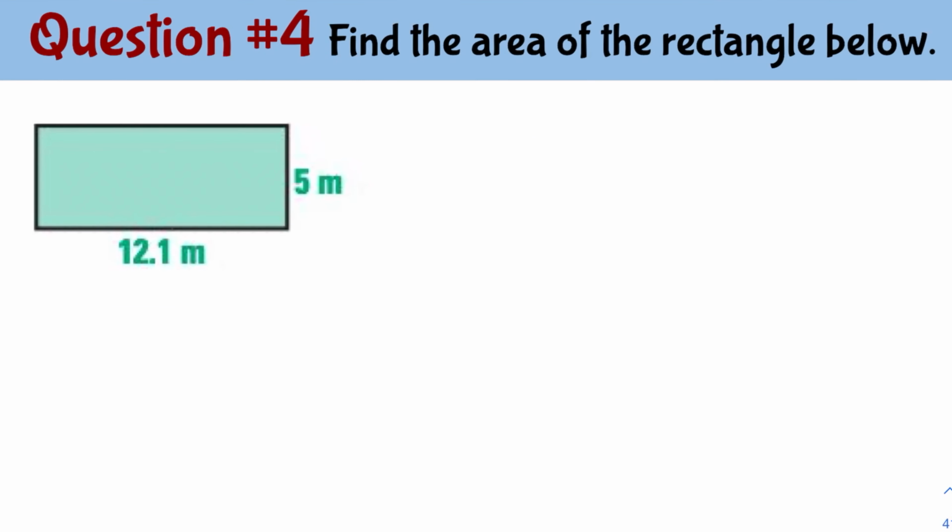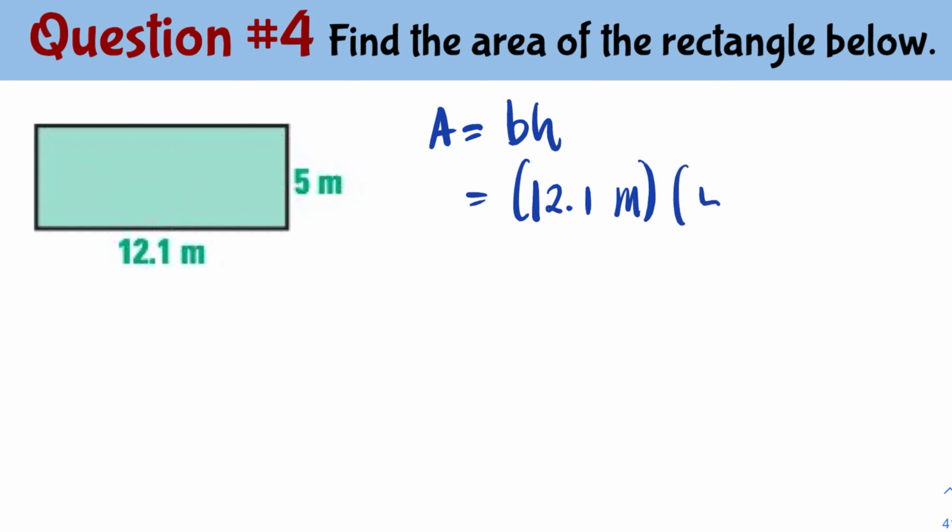Question number 4. Find the area of the rectangle below. Using the formula area is equal to base times height, we can multiply the base, 12.1 meters, and the height, 5 meters. Multiplying 12.1 by 5, we can multiply 12 by 5, that's 60, and 0.1 times 5 is 0.5. So the area is 60.5 meters squared.